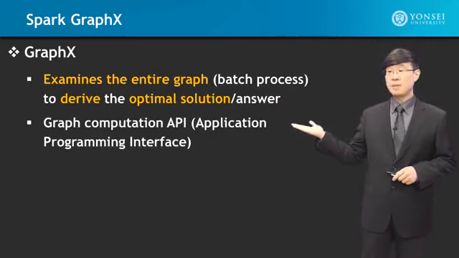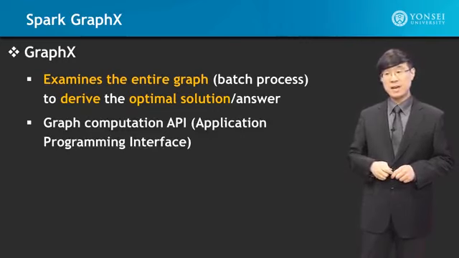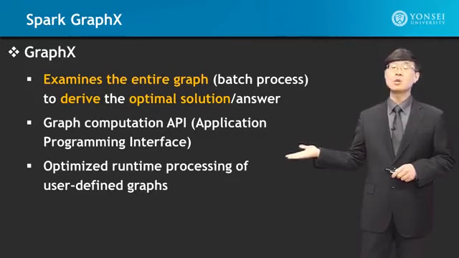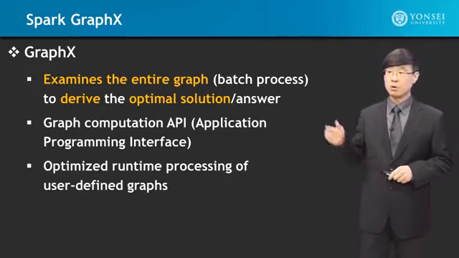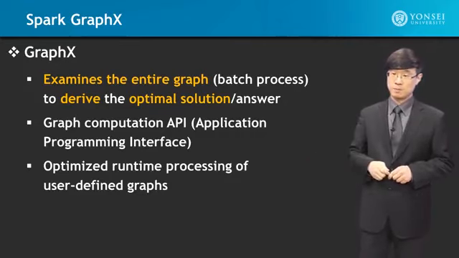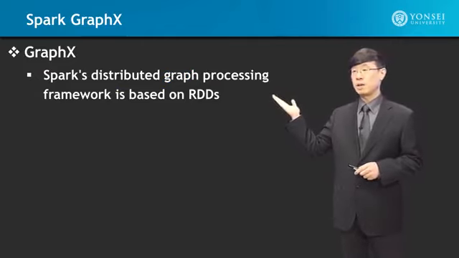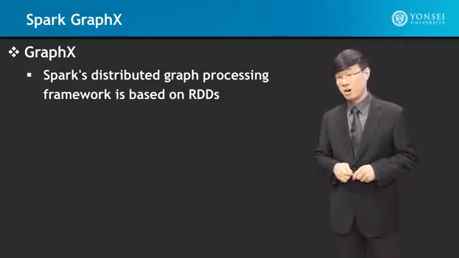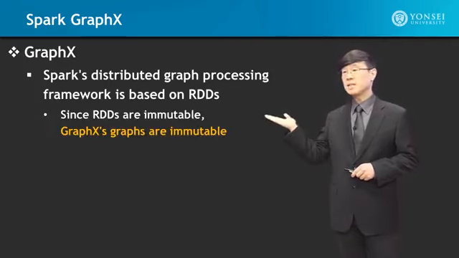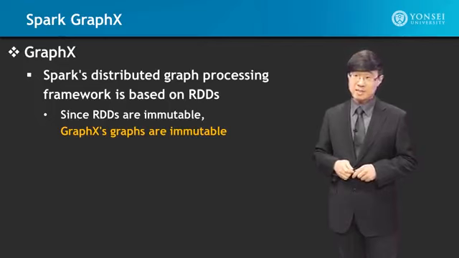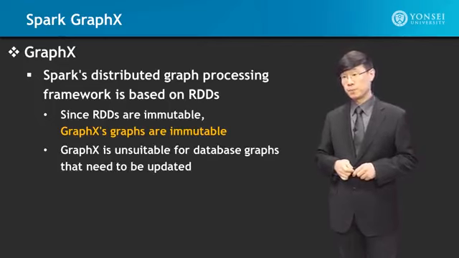Graph Computation API is provided through GraphX, and optimized runtime processing of user-defined graphs are enabled through GraphX in Spark. Spark's distributed graph processing framework is based on, of course, its RDDs. Since RDDs are immutable, GraphX graphs are immutable also.